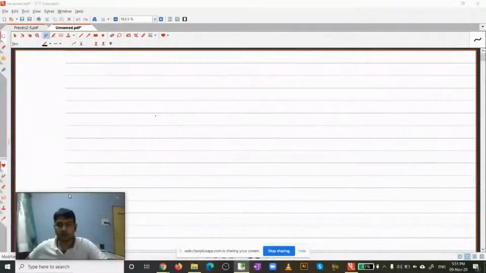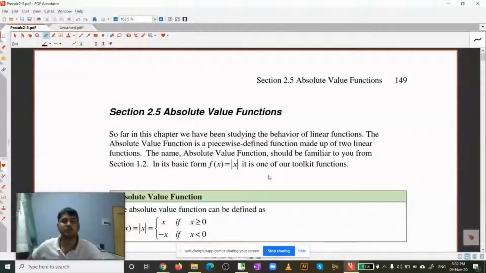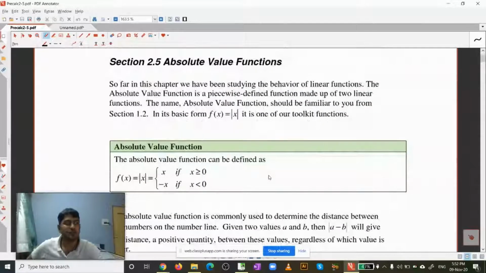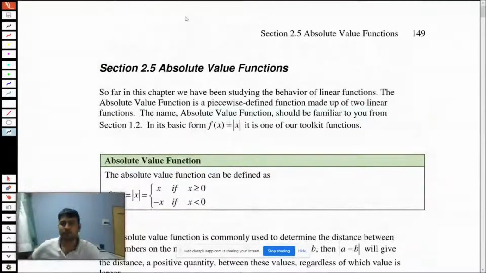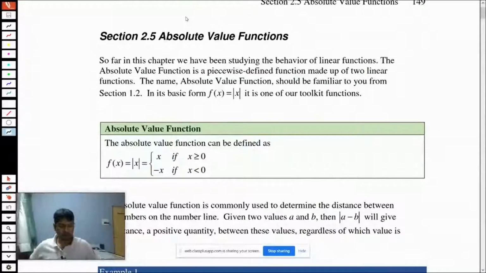So the topic for discussion today is mostly absolute value functions, and we'll look at a little bit of quadratic functions as well. Okay, so what are absolute value functions? Absolute value functions are also popularly known as mod functions or modulus functions.